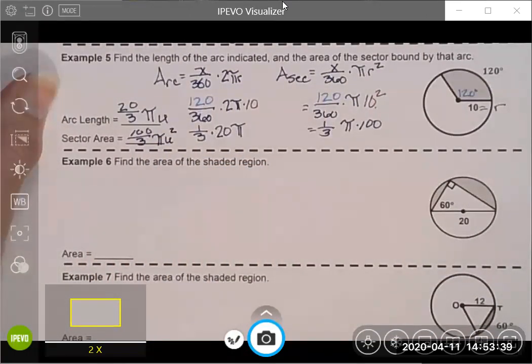And now we've done some extra examples, and I hope you understand how to work with sector area and arc length a little better.